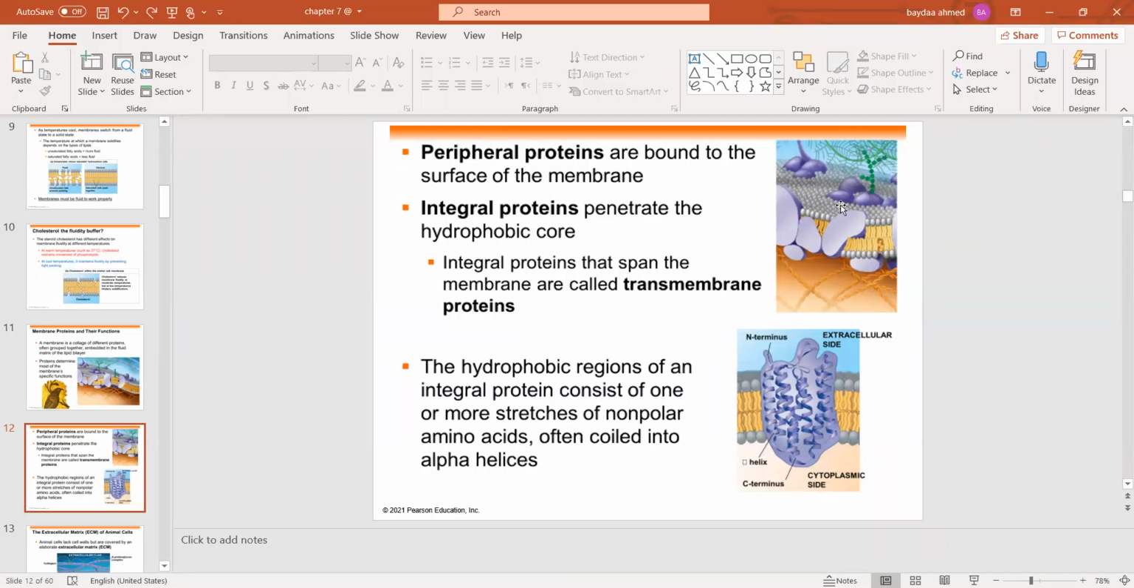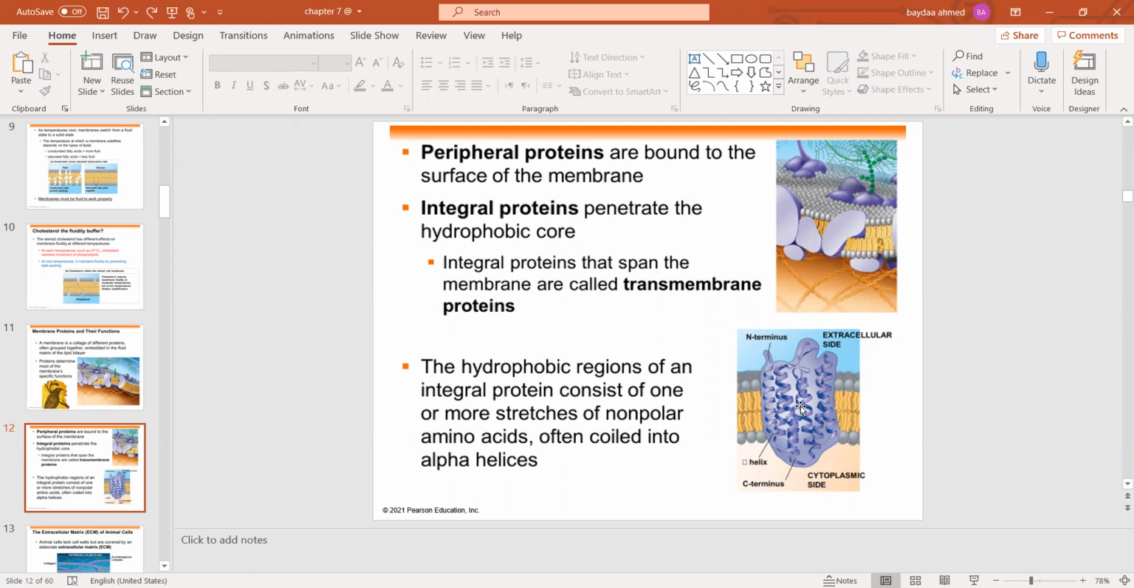Note that in the upper image there are two major populations of membrane proteins, integral proteins and peripheral proteins. Integral proteins penetrate the hydrophobic interior of the lipid bilayer. The majority are transmembrane proteins, which span the membrane. Other integral proteins extend only partway into the hydrophobic interior. The hydrophobic region of an integral protein consists of one or more stretches of nonpolar amino acids.